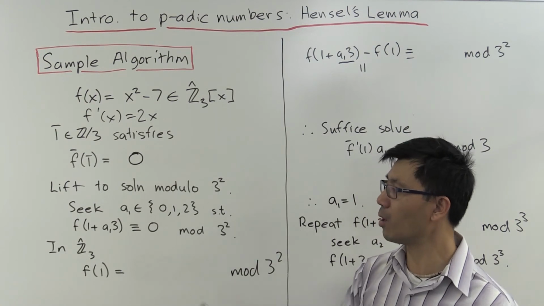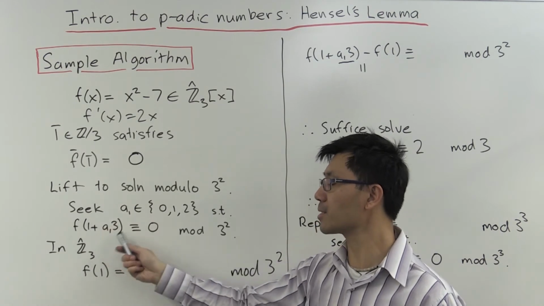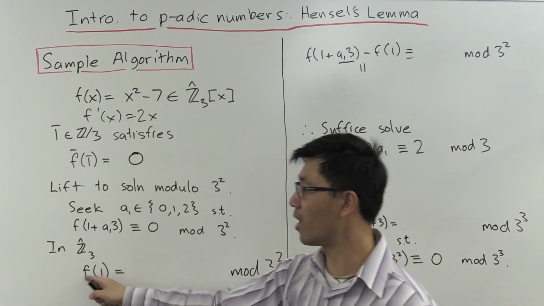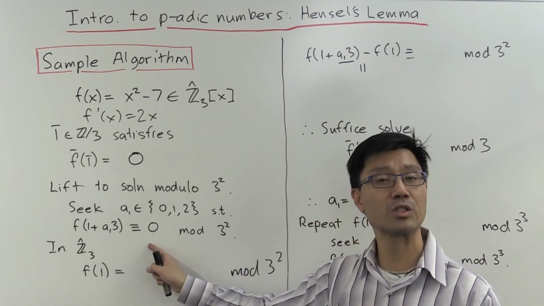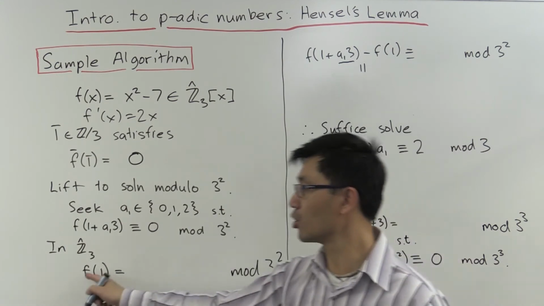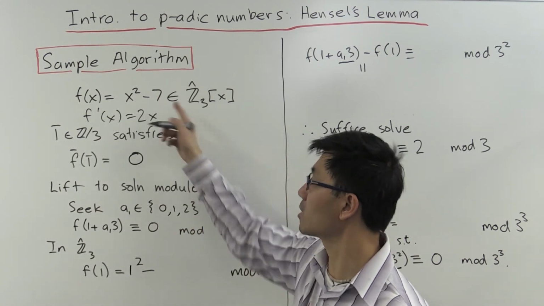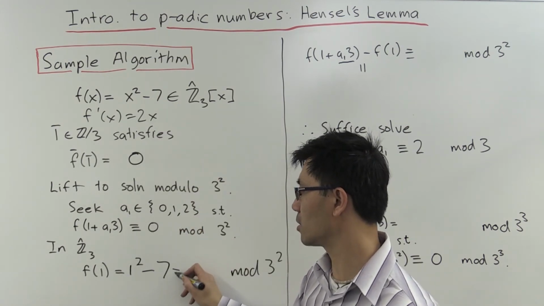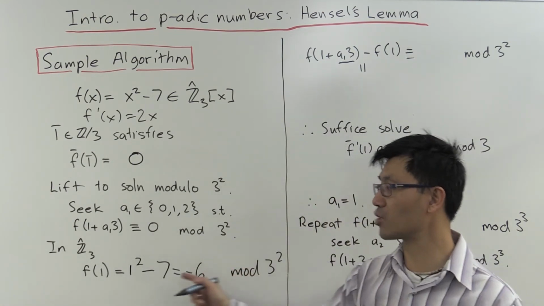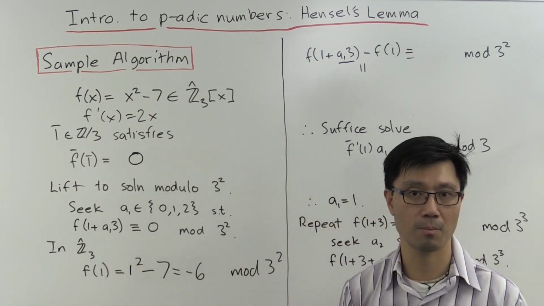So how do we do that? Well, if you don't know anything about this, you can just try firstly the case where a1 equals 0, and look at f of 1 and see how close you get to 0 modulo 3 squared. Let's just see what happens. You substitute 1 into here, you get 1 squared, and then you subtract 7. So this is equal to minus 6, and that's modulo 3 squared, so it's actually not 0. So we don't get a solution if we put a1 equal to 0.